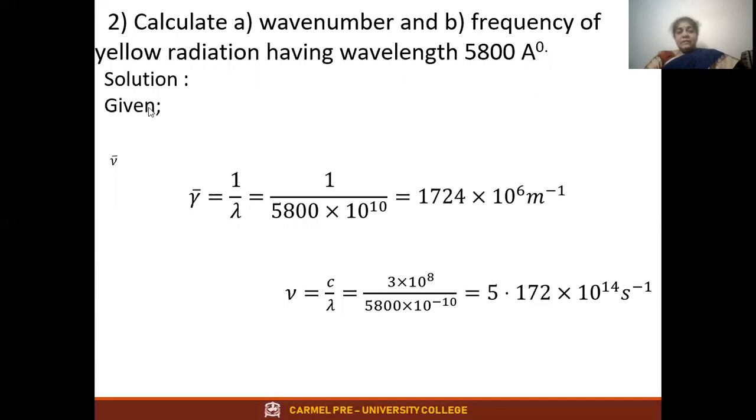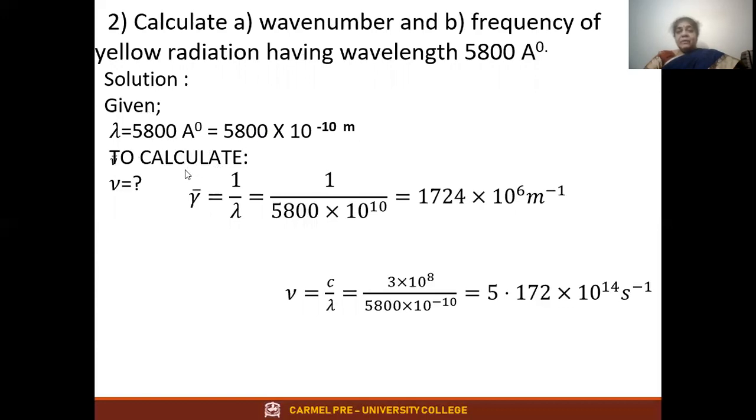So we'll go for the solution. What is given? Given is lambda 5800 Armstrong, which is equal to 5800 into 10 power minus 10 meter. You have to convert Armstrong to meter. So what to calculate? You have to calculate mu bar and mu. Okay. So mu bar is equal to 1 by lambda, which is 1 by 5800 into 10 power minus 10.